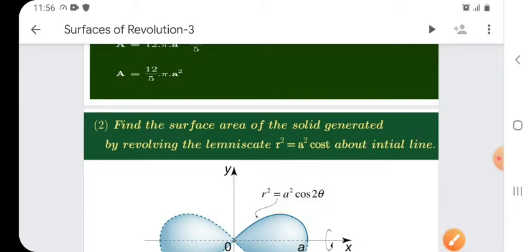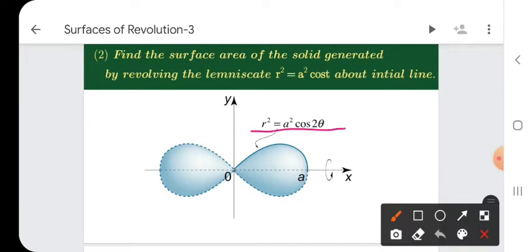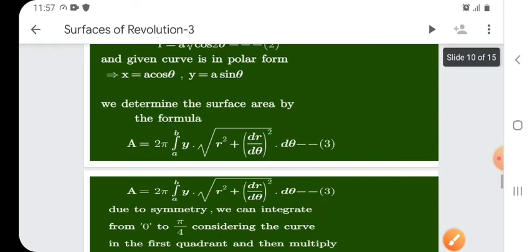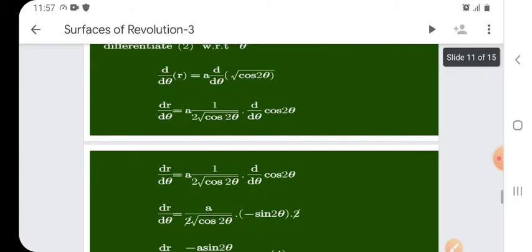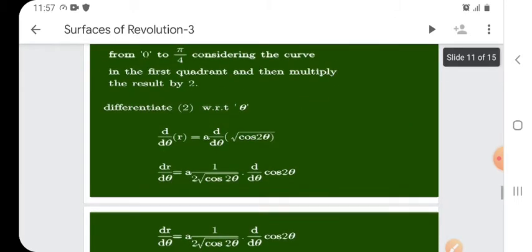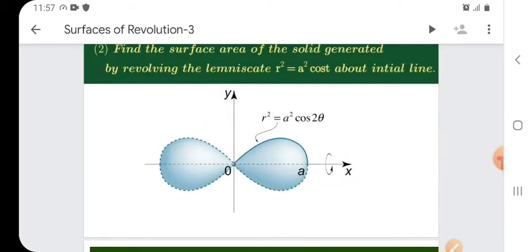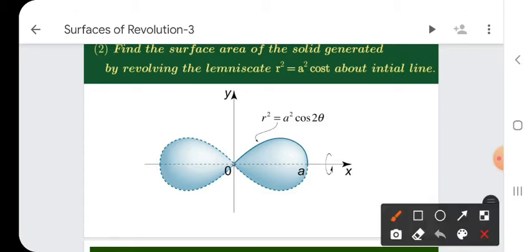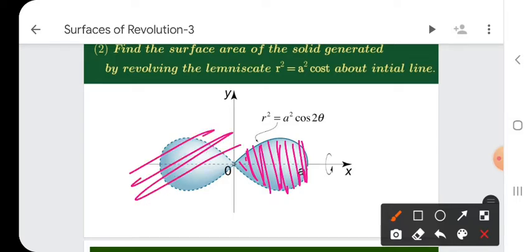Now I draw the graph of the given equation, r square equals a square cos 2 theta. See here, this dark line denotes our curve. It revolves about the x axis, and we get this shape. Next, first I find the half area of the solid, then I double it, and I get the full area.